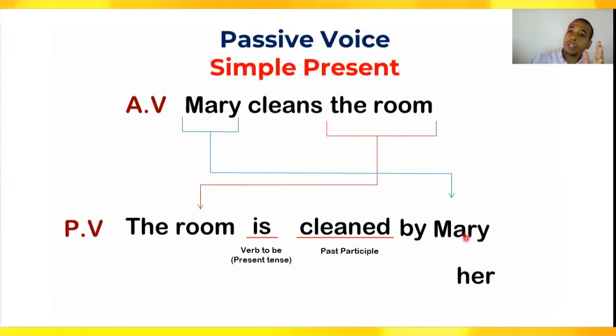I know that you remember the chart. Her is the object pronoun. So you can substitute Mary by her. So active voice, Mary cleans the room. Passive voice, the room is cleaned by Mary. So we're making the emphasis in the room, not Mary.